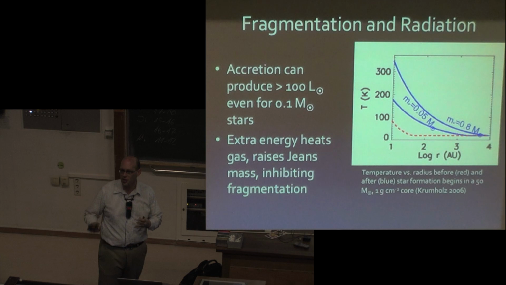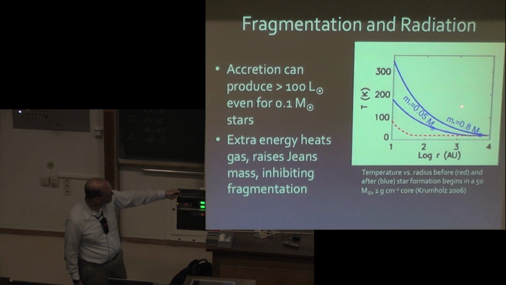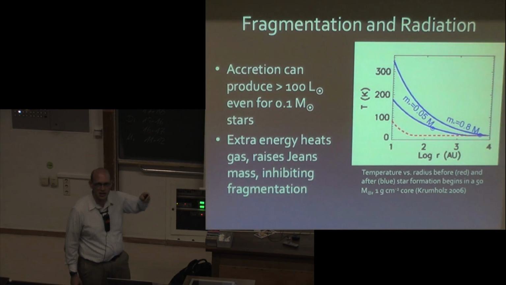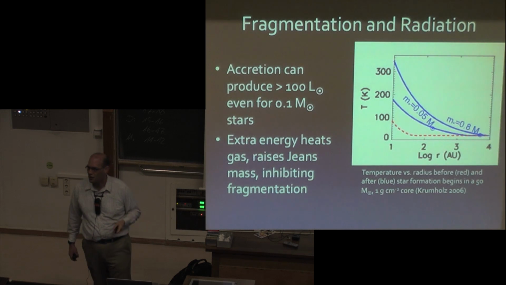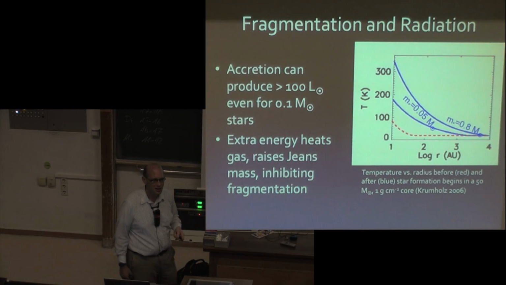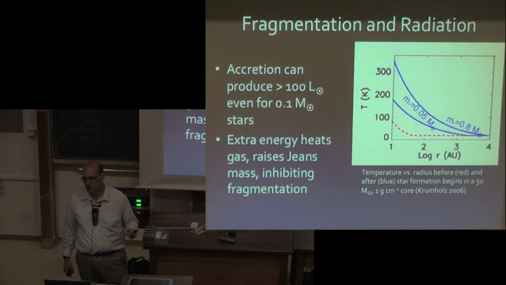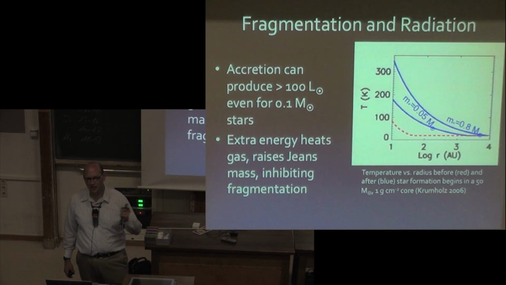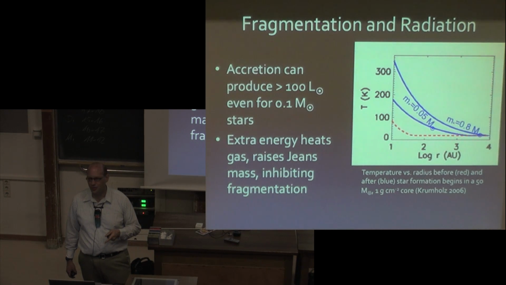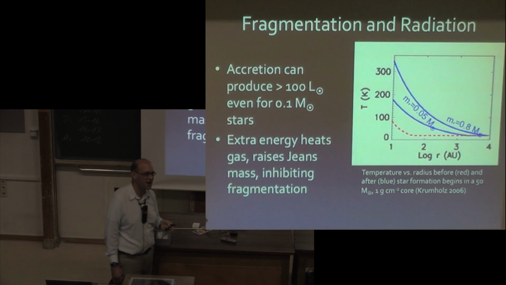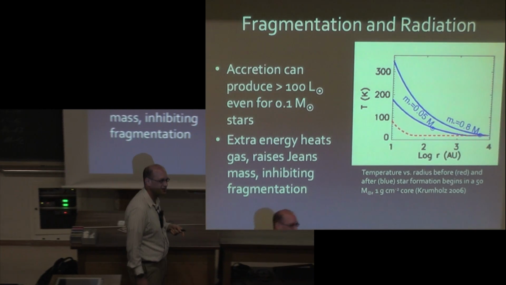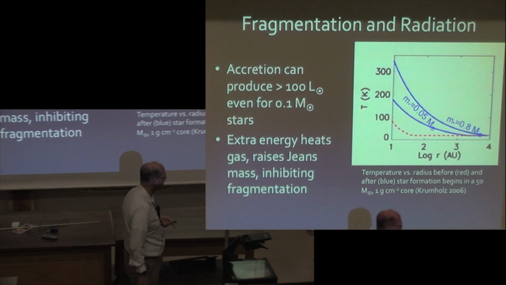Now let's think through the implications of this. At order 1000 AU, I've heated the gas up from order 10 Kelvin to order 100 Kelvin. So I've raised the temperature by a factor of 10. The Jeans mass depends on temperature to the 3 halves power, so I've raised the Jeans mass by a factor of 30. That had better have some effect on how this gas fragments. So it does.